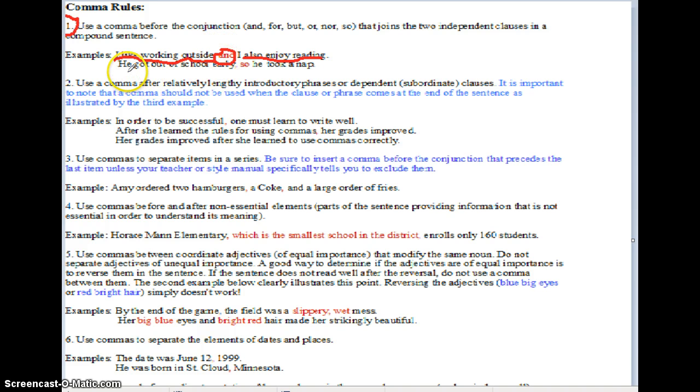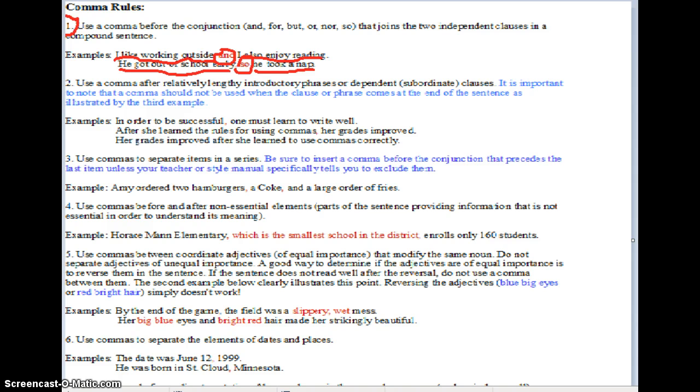Same as in the next example. He got out of school, so he took a nap. He got out of school is an independent clause, and he took a nap is an independent clause, because the two are being combined with the conjunction so. You put a comma and then the conjunction so.